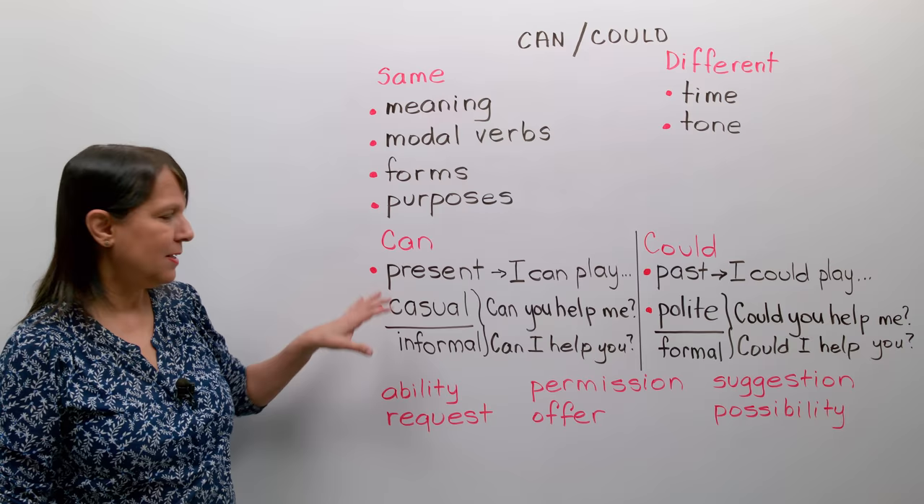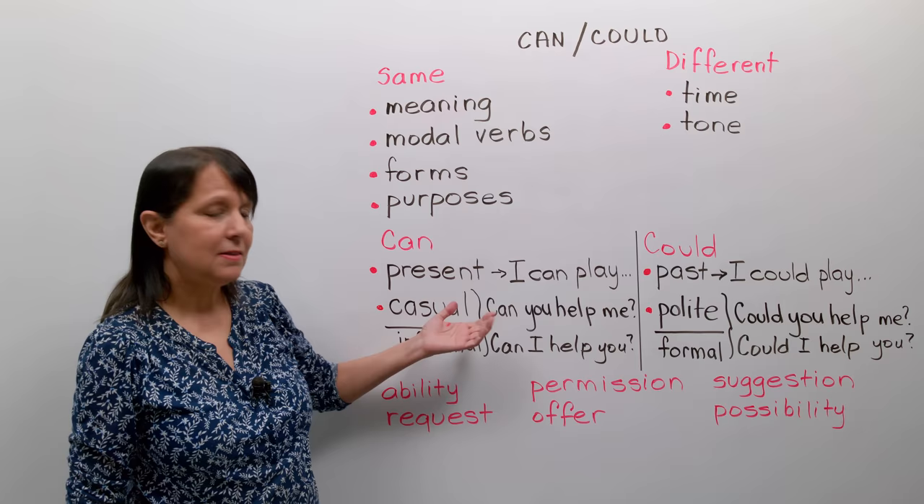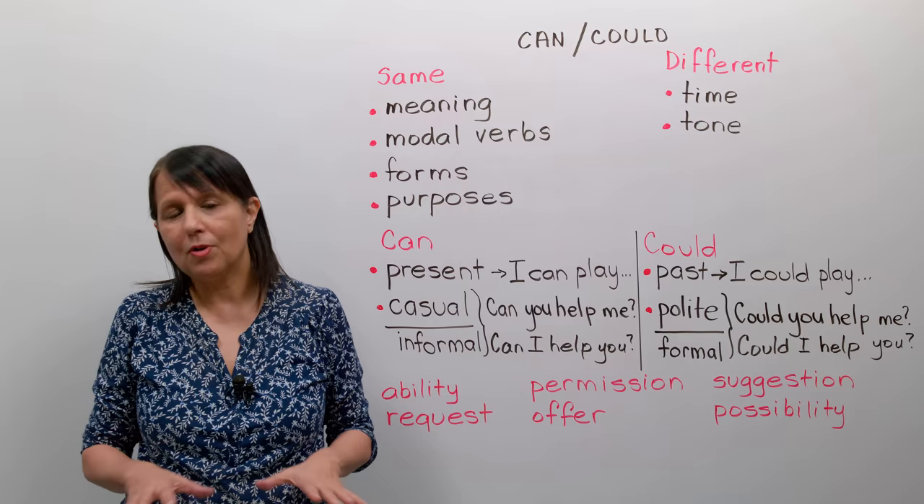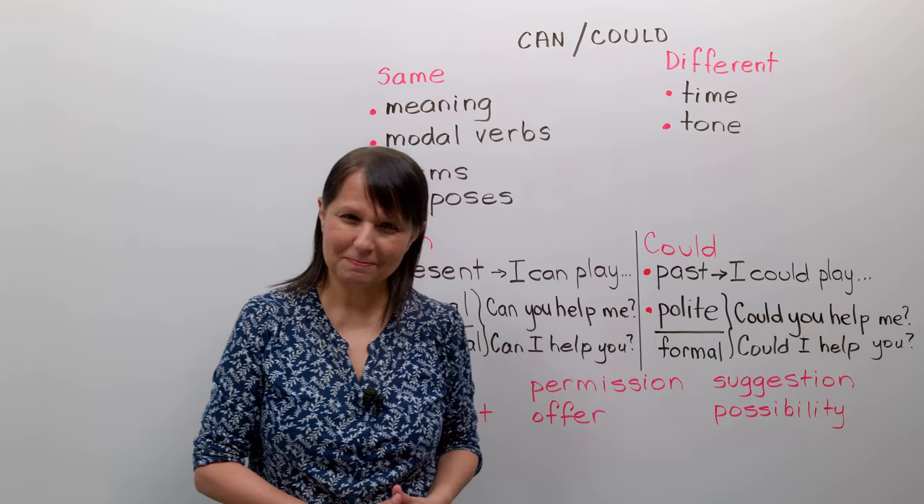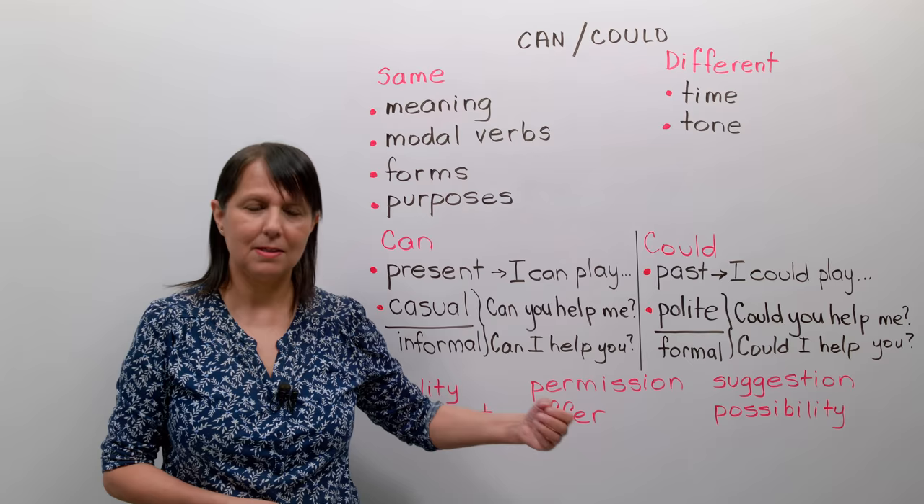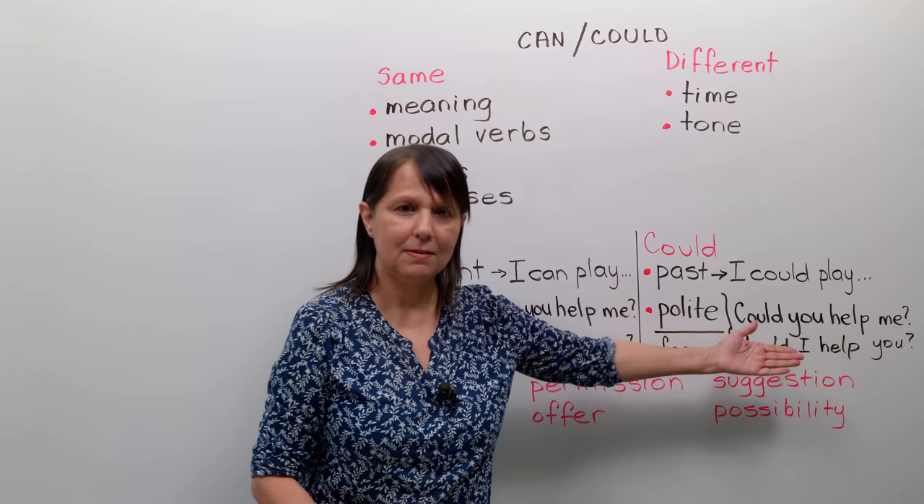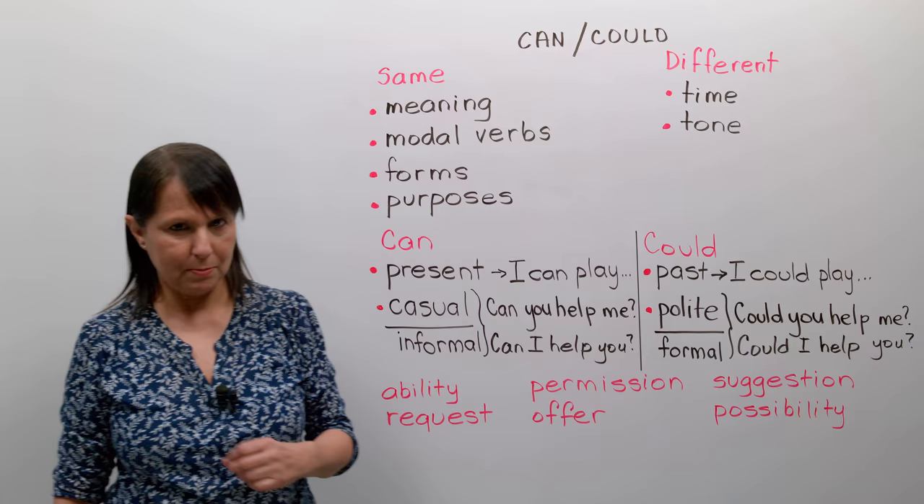Let's look at an example. You could say, can you help me? It's not grammatically wrong, but the tone is more informal. Or you could say, to be more polite, could you help me? Now, of course, you could always add the word please, but can you help me, please? Could you help me, please? This one is still more polite. Whenever we say could, it's always going to be more polite. Or, can I help you?